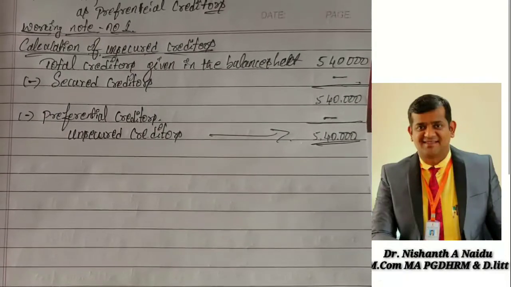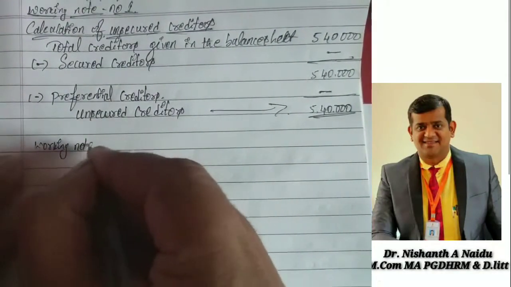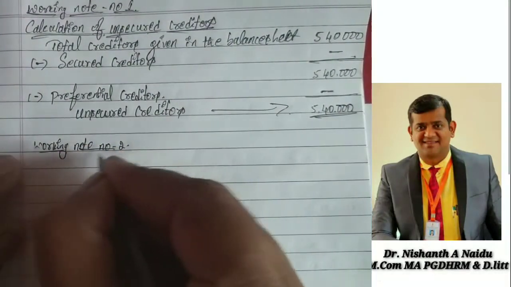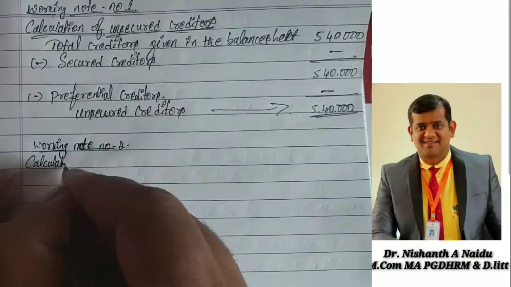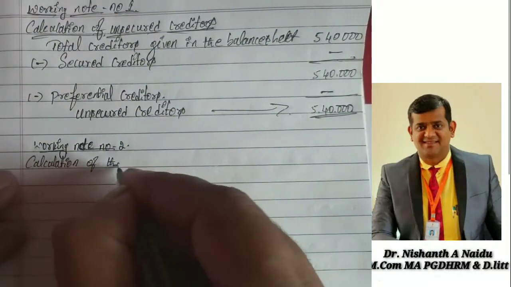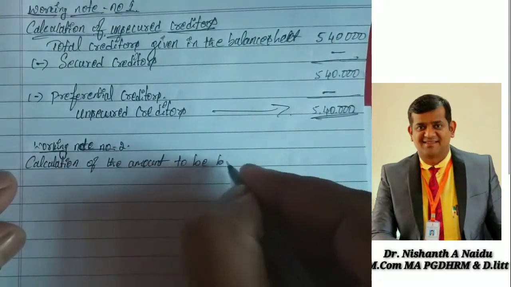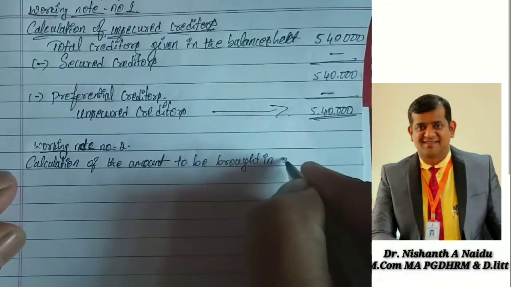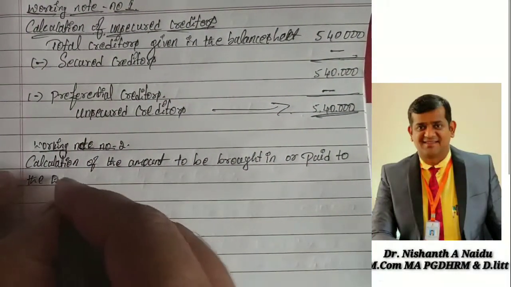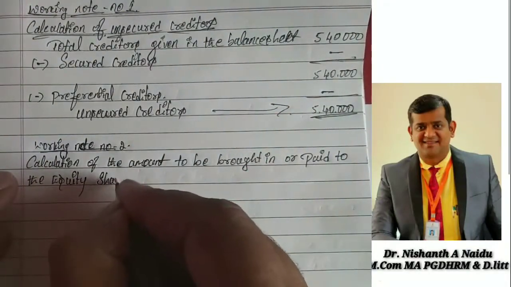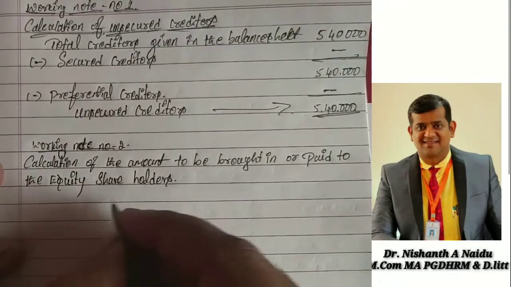Okay, so now we are done with the working note number one. So I'm beginning with working note number two. Okay, so what are we calculating here? Calculation of the amount to be brought in or paid to the equity shareholders. Okay, so now let us calculate.